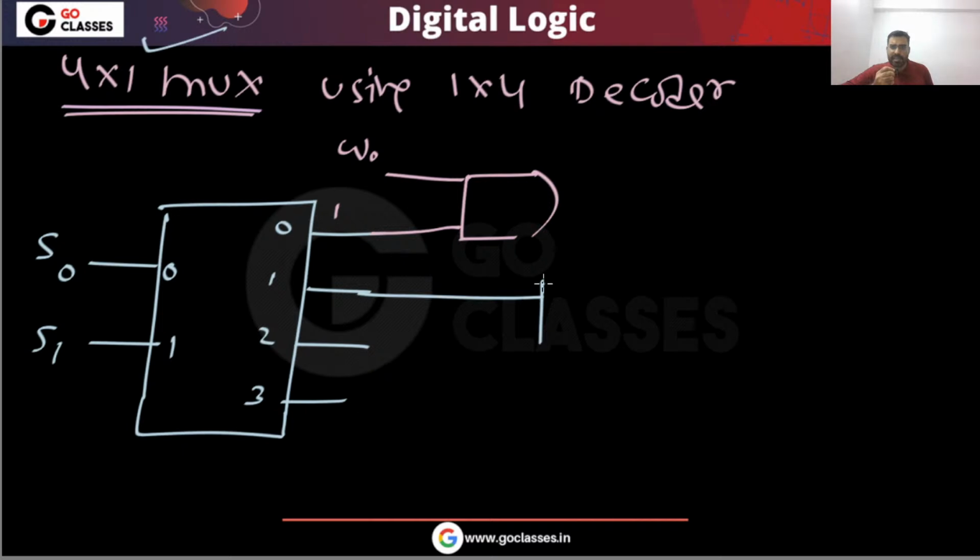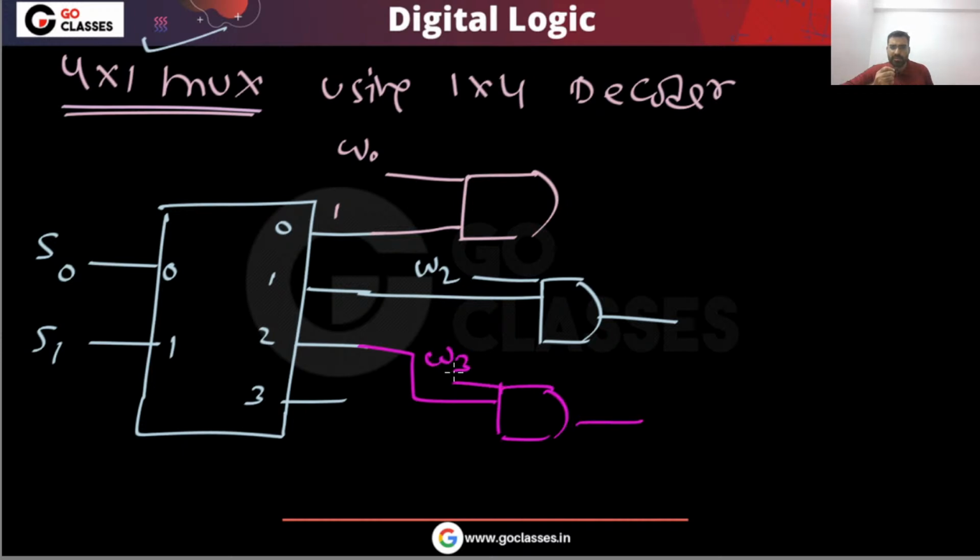Similarly, I can connect this line here, and I can connect W1 here. Here I can connect W2. And then finally, this I can connect with the AND gate, and I can connect this with W3.